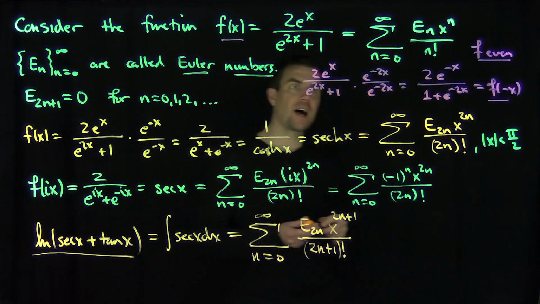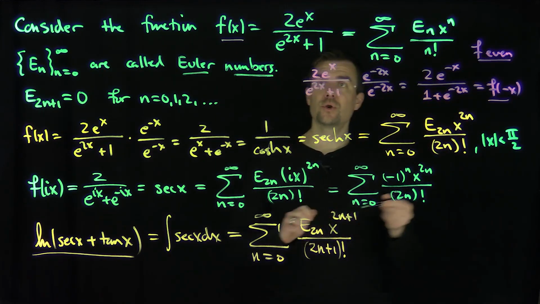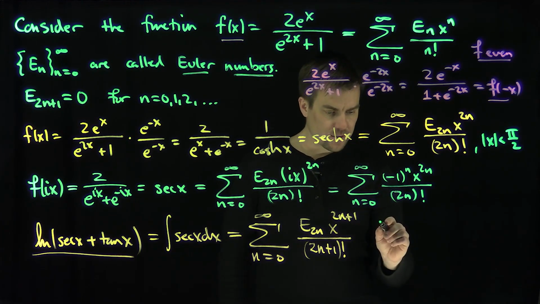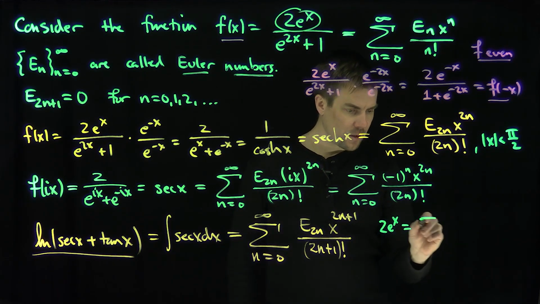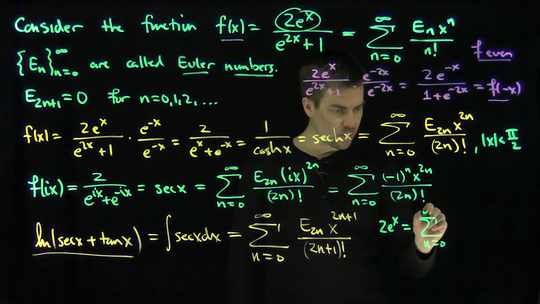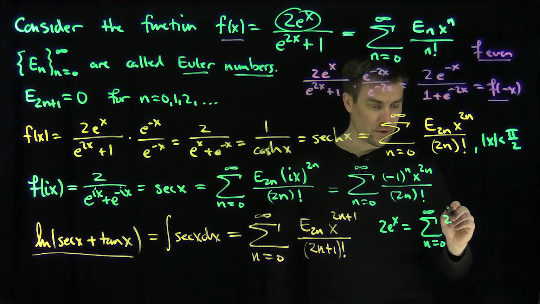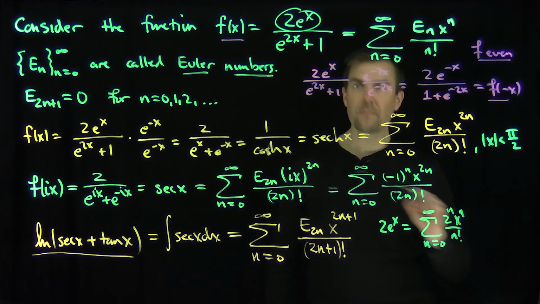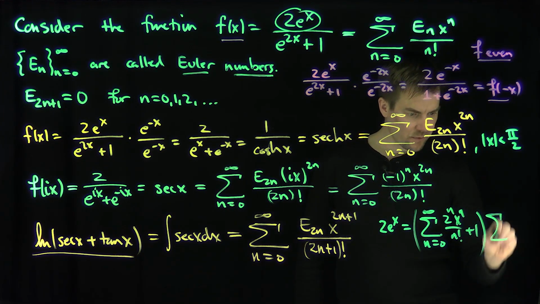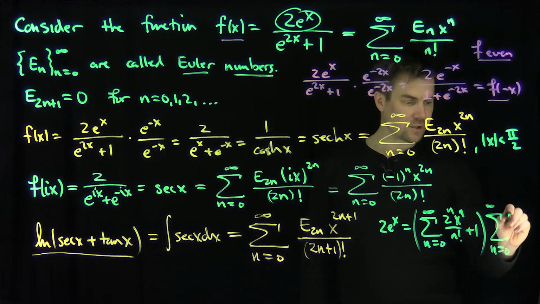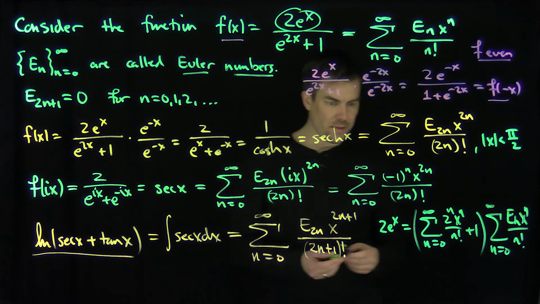Now, one final comment from this is that what we could do to find a recursion relationship for these things over here is we can say that 2 times e to the x, that's the top over here, is equal to this sum over here, n goes from 0 to infinity, of 2 to the n, so e to the 2x is 2 to the n, x to the n over n factorial, plus 1 times these Euler numbers over here, n goes from 0 to infinity of E_n x to the n over n factorial. And so what I get from this is I know that this thing has a Taylor expansion.